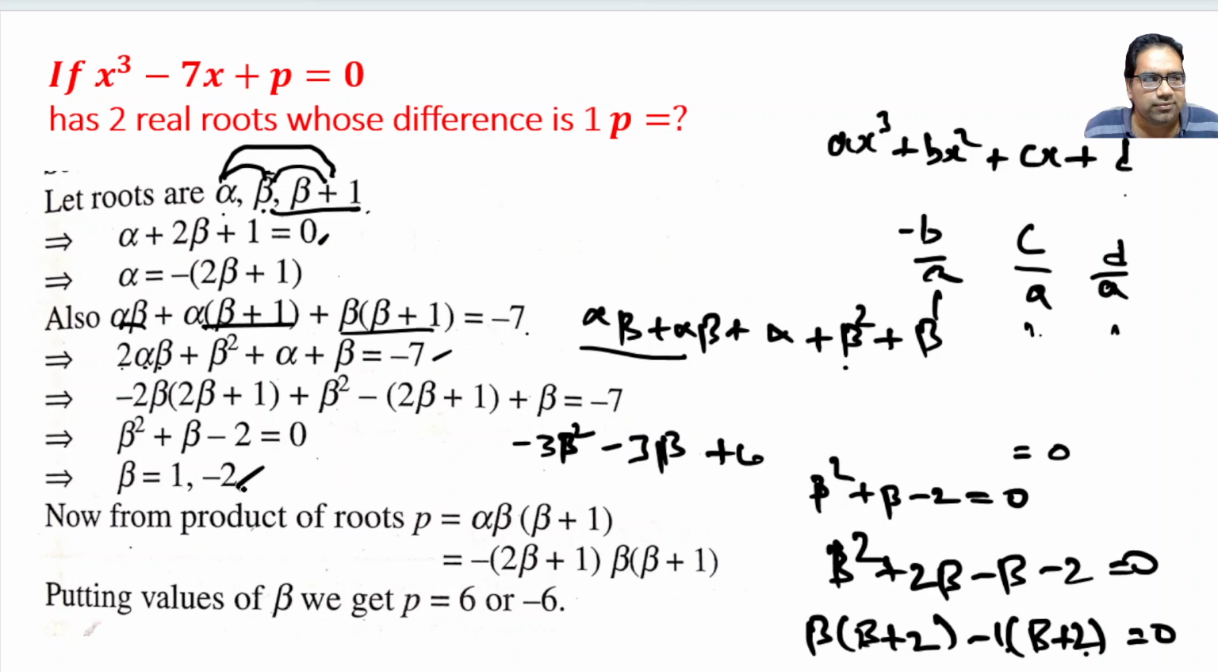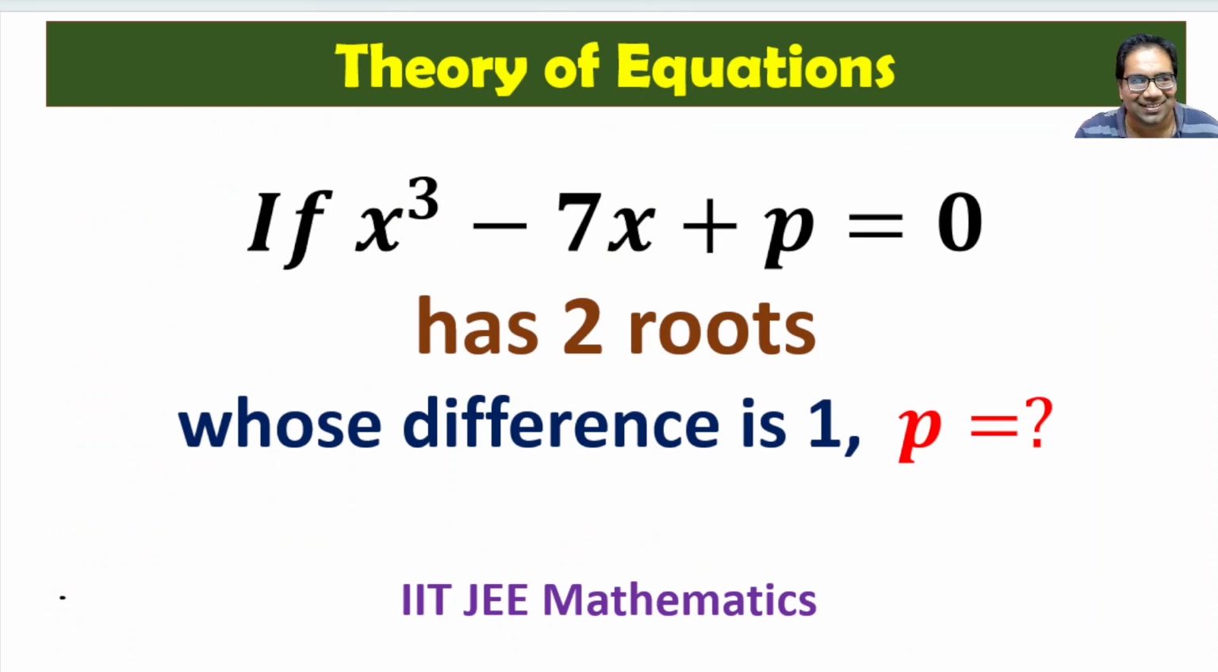Now we know beta is 1 or minus 2. We also know what alpha is. So the product of roots is alpha, beta into beta plus 1, where we replace alpha with minus of 2 beta plus 1. If we substitute 1 and minus 2 in this expression, we get 6 and minus 6. So P should be either 6 or minus 6 for this equation to have two real roots whose difference is 1. Okay guys, so we are concerned about real P here. We are not concerned about complex numbers. Thank you.